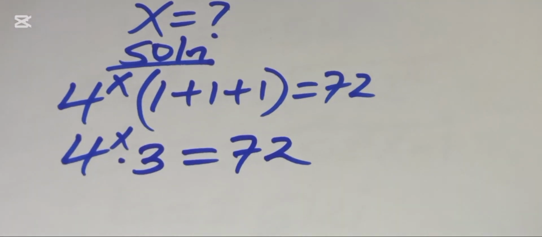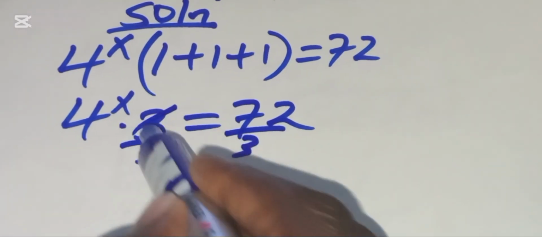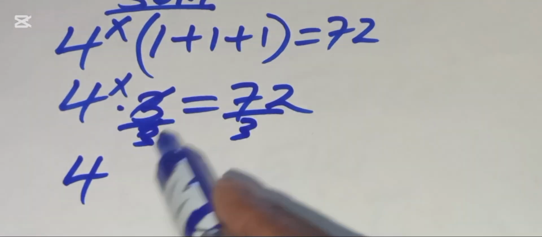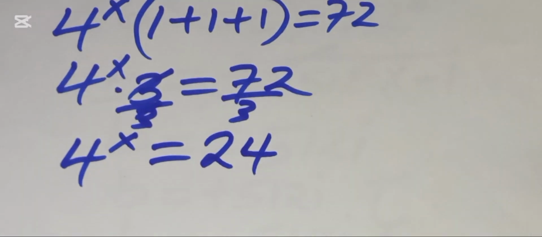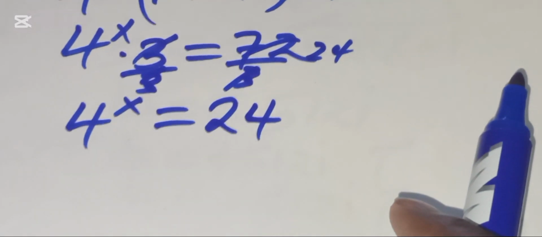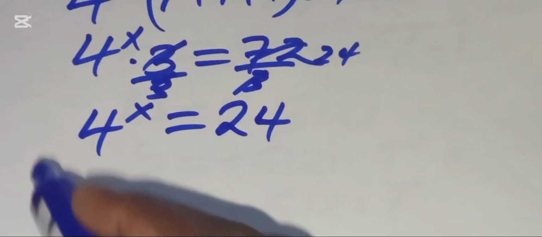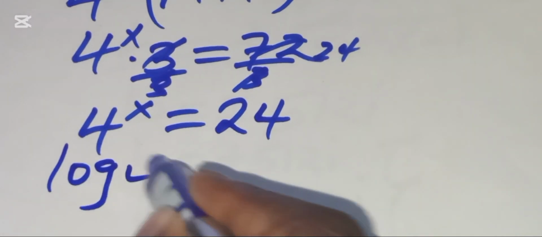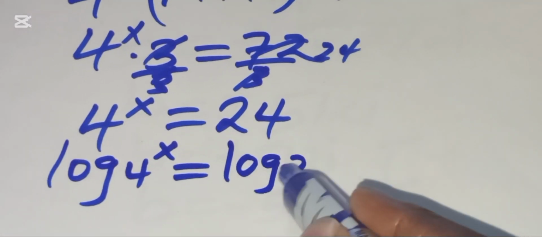So let's divide both sides by 3, so that we'll have 4 to power x equal to 24. All right. So for the value of x, we introduce the natural logarithm on both sides, so that we'll have log 4 to power x equal to log 24.